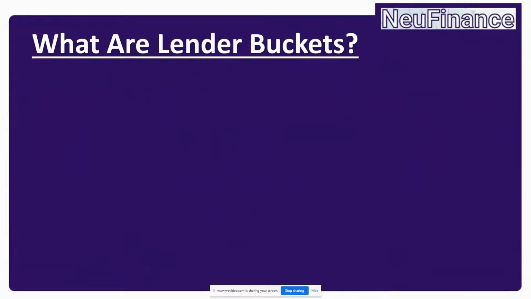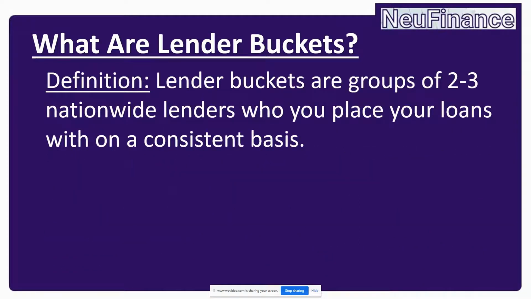So what are lender buckets? Well, lender buckets, that's a term that I actually coined to help me explain how I place loans with the right lenders. So let's jump into just a quick definition of what it means. Lender buckets are essentially groups of 2 to 3 nationwide lenders who you place your loans with on a consistent basis. Now, the idea here is that you're able to categorize loans or scenarios as they come into you.